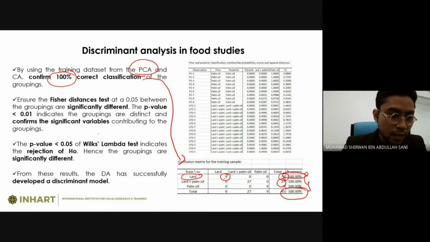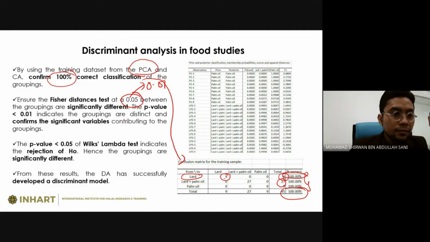Besides that, you have to ensure the Fisher distance test is at 0.05 or 0.01, which depends on your study. Again, 0.01 is recommended for your halal testing. If you are doing contamination studies, where your purpose is to detect contaminants, you can go up to 0.05.